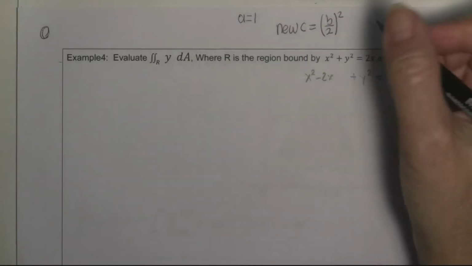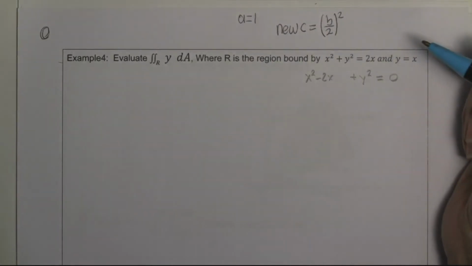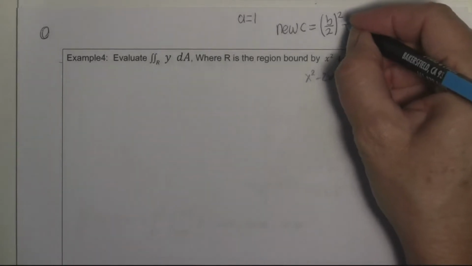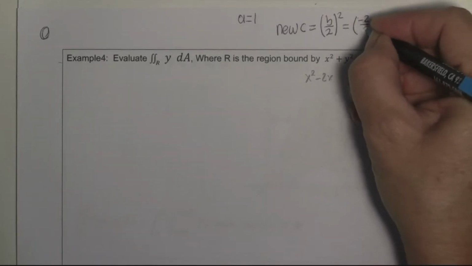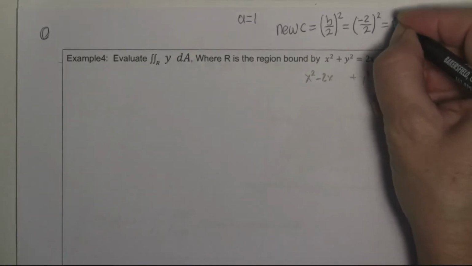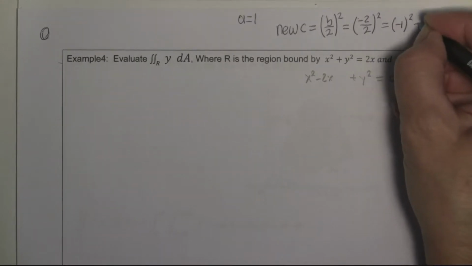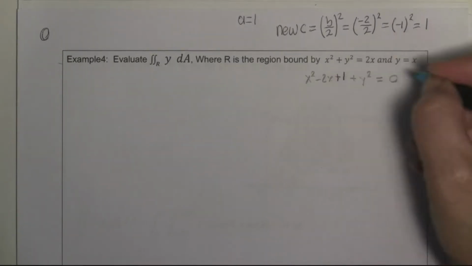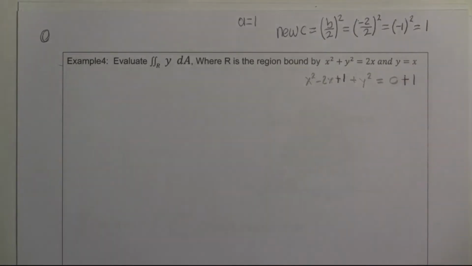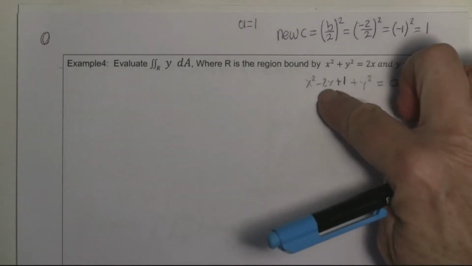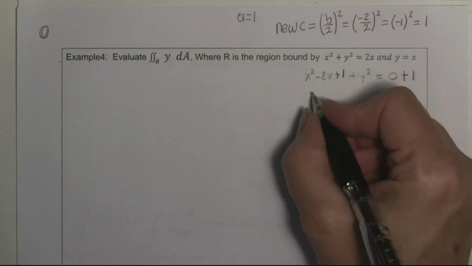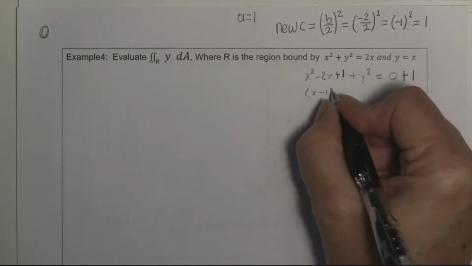So anyway, when a is 1, the new c is equal to b divided by 2, quantity squared. Here b is negative 2 over 2, quantity squared, which is negative 1 squared, which is 1. And so I'm going to add 1 right here, plus 1. And I'm going to have to add 1 to the other side, because what you do to one side, you do to the other. And now I should be able to factor that, and it should be a perfect square.